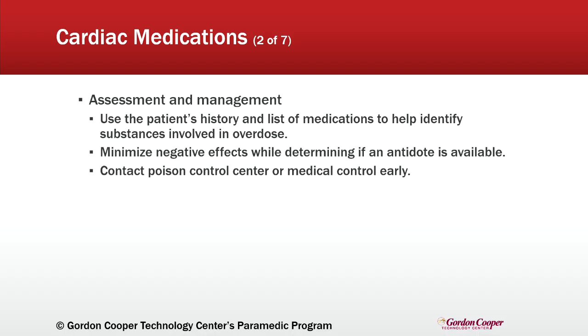So assessing and managing these patients should include getting a really good patient history and a medication list. This information actually is going to help identify which substances are involved in the overdose, or that's the hope, and if they're taking any other medications that may worsen the effects of that particular one. Accurate identification is critical because many standard treatments may be ineffective, especially if the medication has not reached toxic levels.